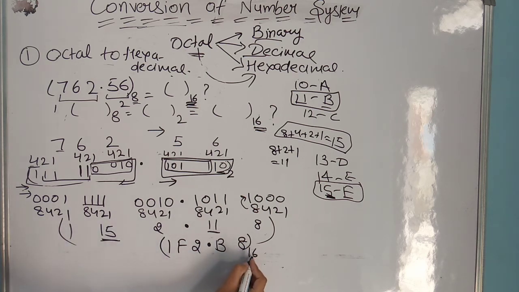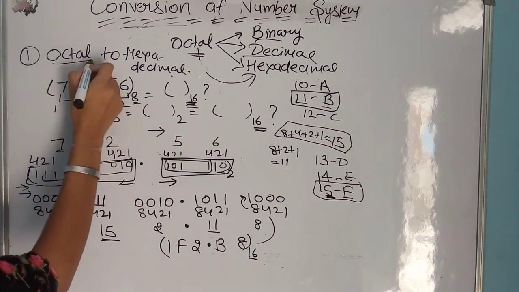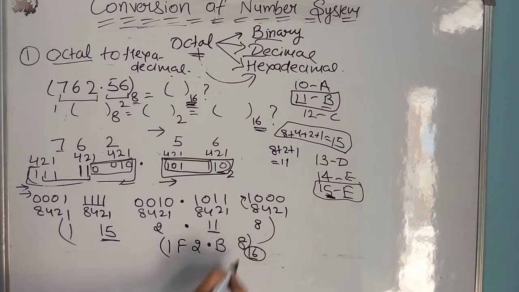Now insert the base here, because we can identify numbers from their base. So now we have changed an octal number into a hexadecimal number. This is all about it.